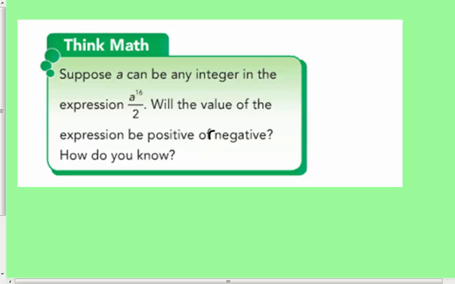So anyway, think about this last math thing. Will the value of that expression be positive or negative? How do you know? We'll talk about that in class too.